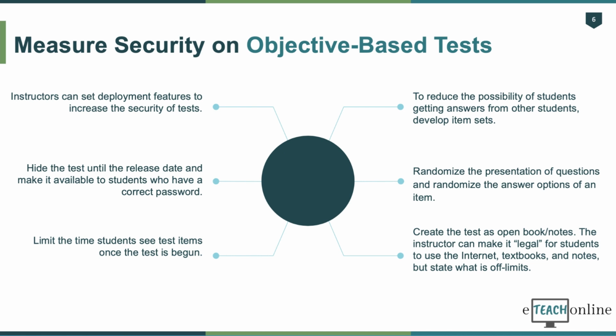When the instructor uses parallel tests, randomization, and timed items, students have more difficulty consulting one another about the test items. Other methods to promote academic honesty with non-proctored tests are to create the test as open book or open notes. The instructor can make it quote-unquote legal for students to use the internet, textbooks, and notes, but state what is off limits, such as discussing items with other students.